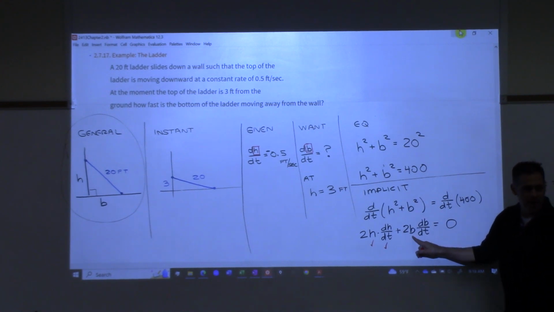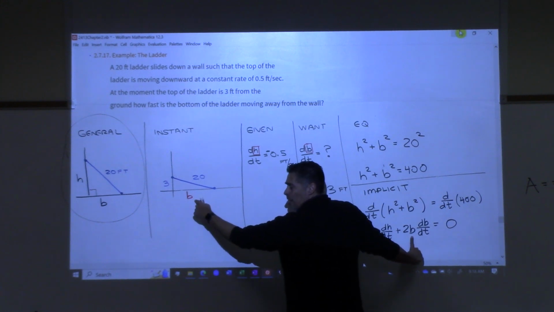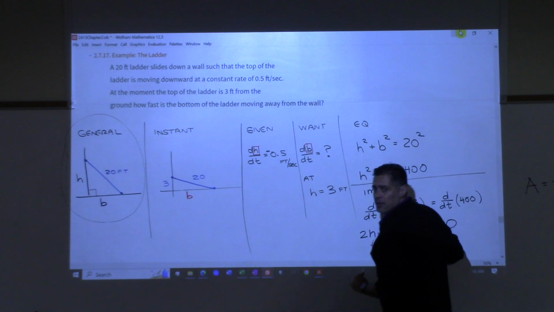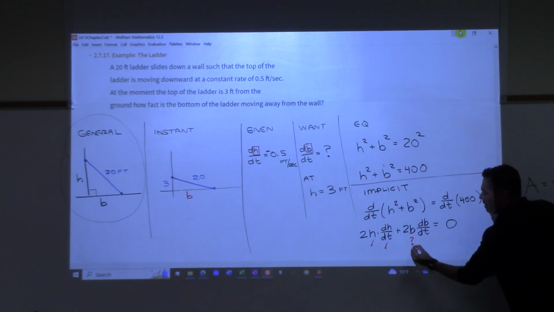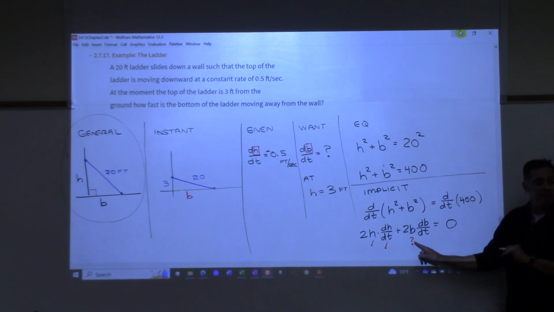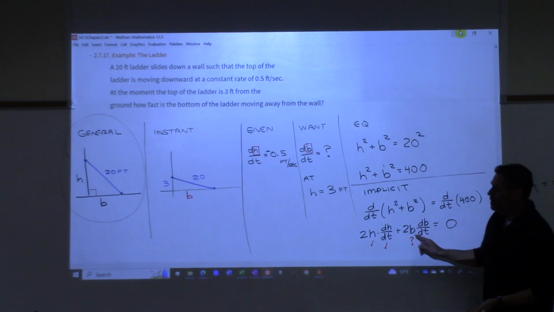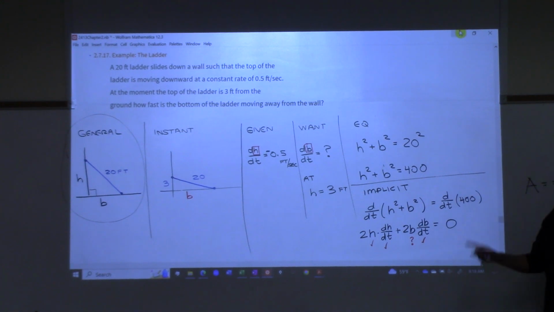Not directly, right? But isn't b just this side right here? And if we're looking at this picture, can't I solve for b using Pythagorean? Yes. So even though I don't have b directly, I can do some work to get b now. And then dB dt, do I have that? No, but that's actually what I wanted to solve for, so I'm happy to see it. So there's only one thing I need to do before I proceed and get an answer, and that's figure out what b is. All right?